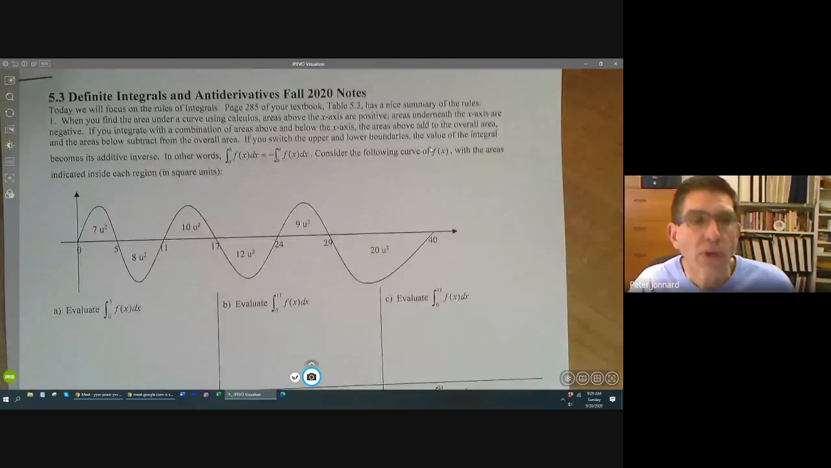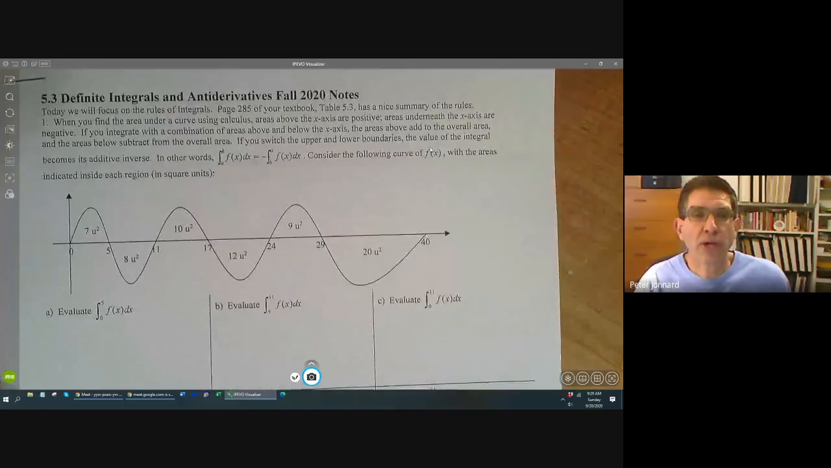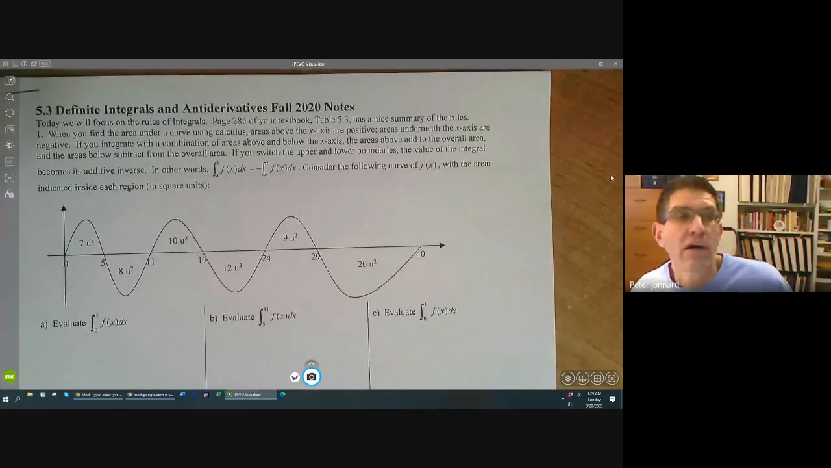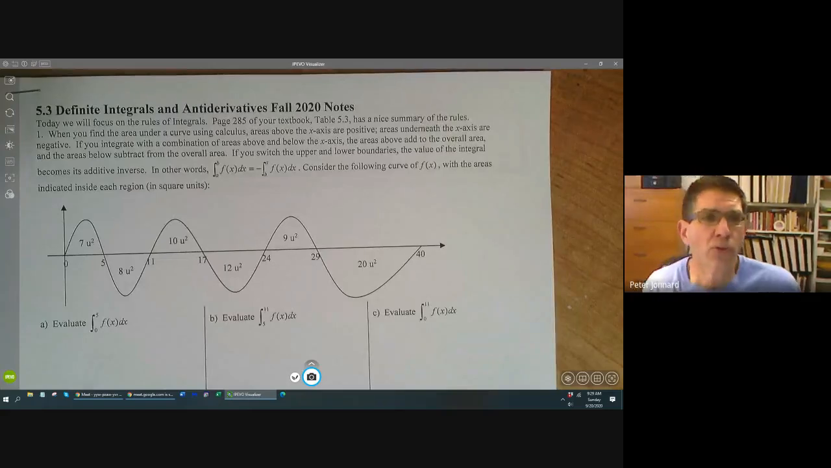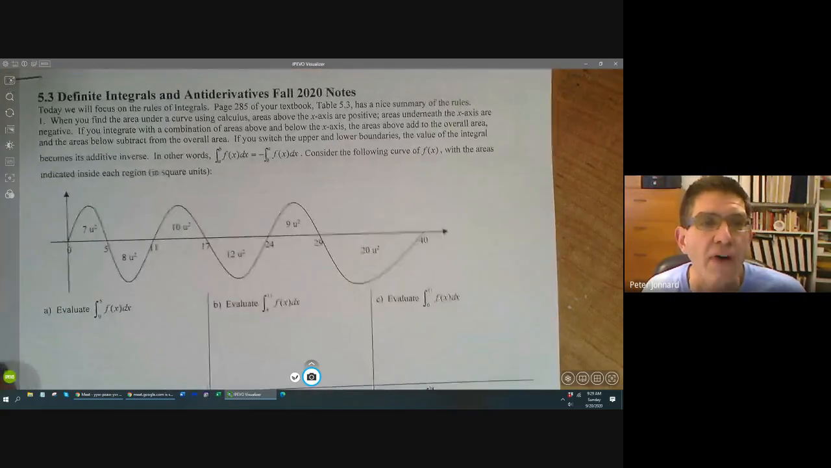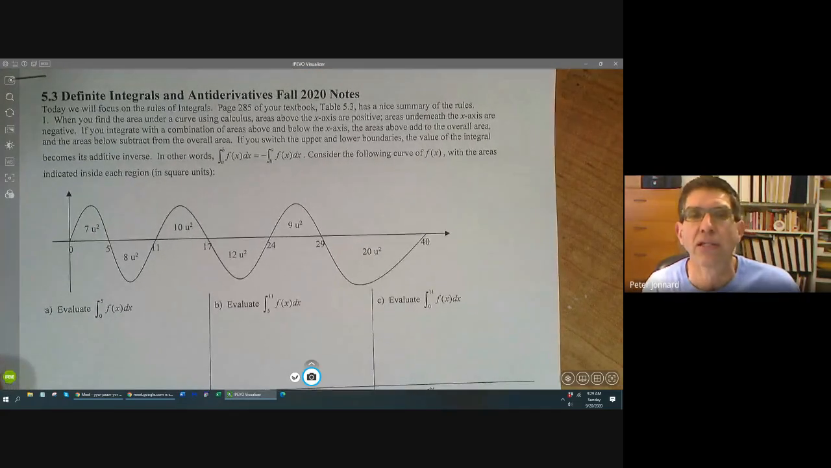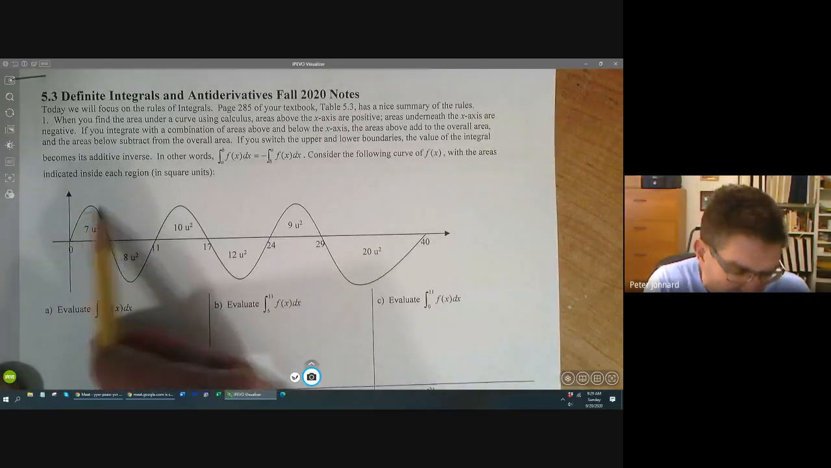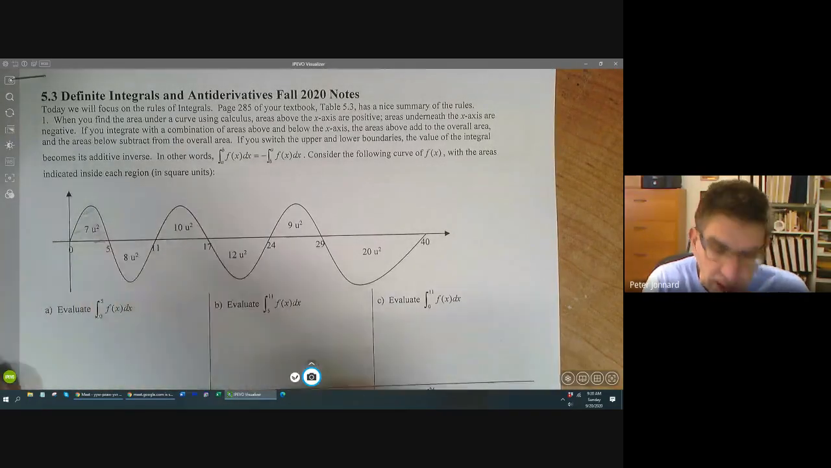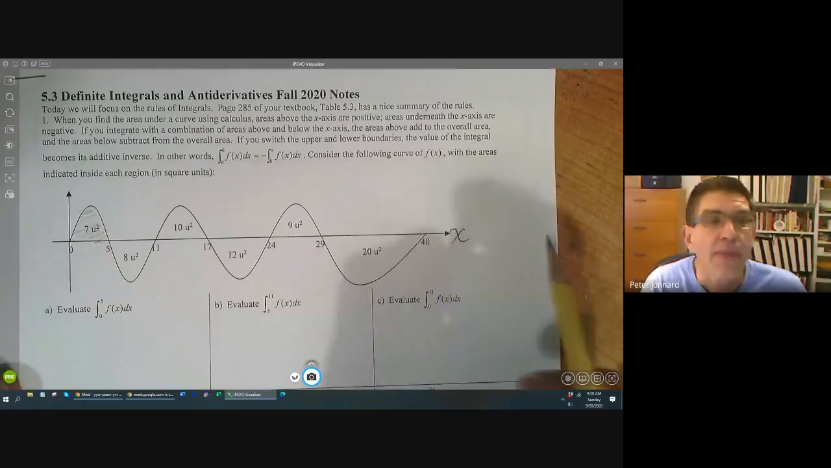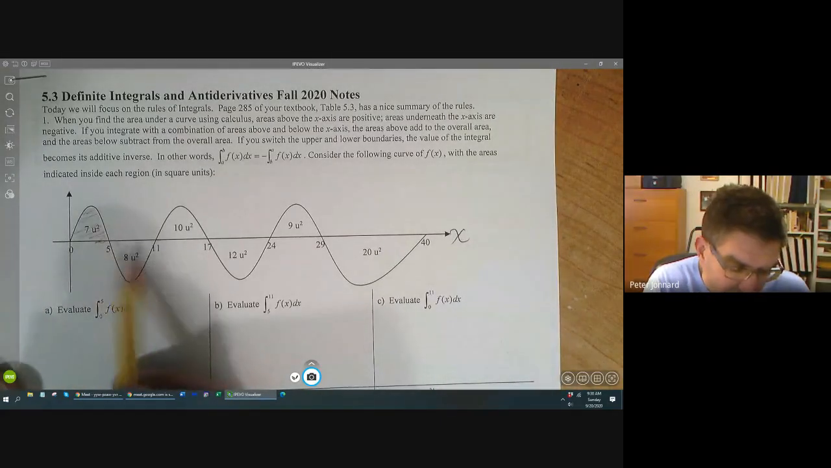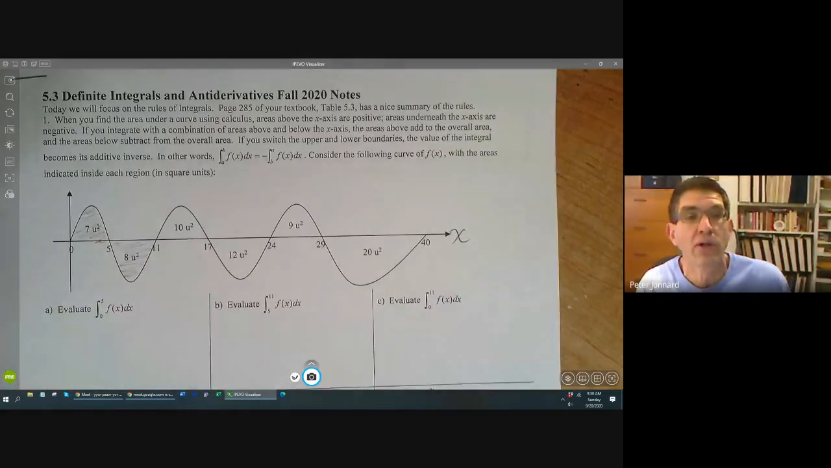So today we're going to focus on the rules of integrals. On page 285, I just showed you, table 5.3 has a nice summary of those rules. The basic idea is that when you find the area under a curve using calculus, like this one, areas that are above the x-axis are positive. So this would count as a positive area because it's above the x-axis. And this would be a negative area because it's below the x-axis. That's just how integrals work, okay?